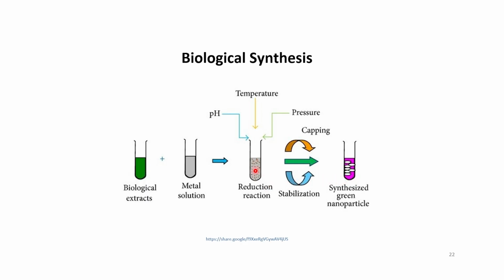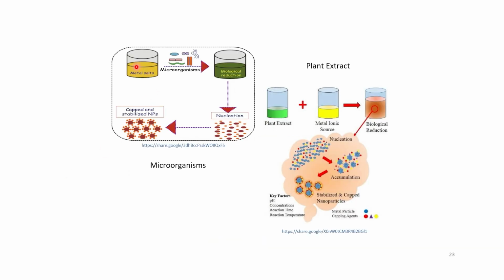The function of the capping reagent is to stabilize your nanoparticles. So now you obtain your stable synthesized green nanoparticle. Green nanoparticle basically means something that you have obtained from a biological extract. It has nothing to do with green color. So that's the picture in detail. You have your metal salts.